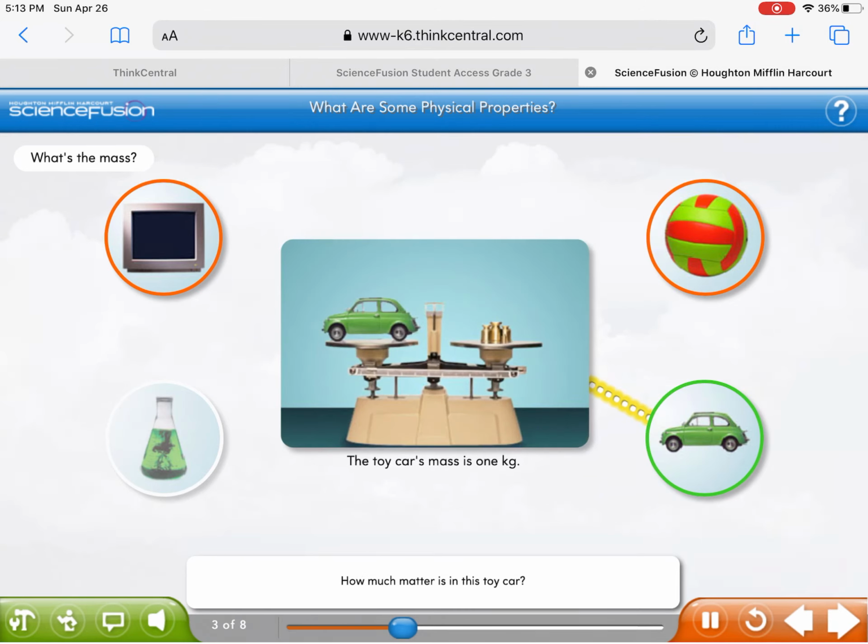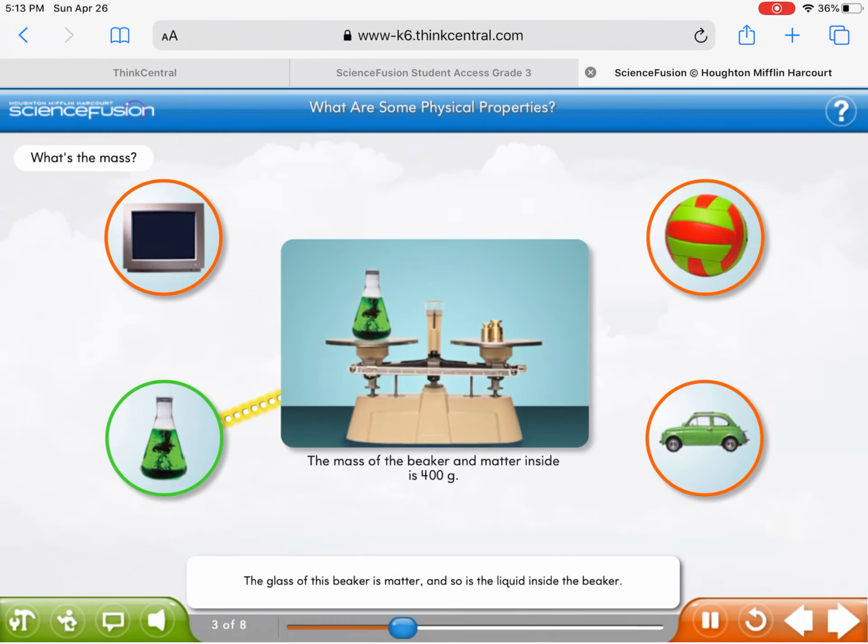How much matter is in this toy car? Let's look at the mass. The mass is 1 kilogram. And finally, the glass of this beaker is matter, and so is the liquid inside the beaker. The mass of everything together is 400 grams.